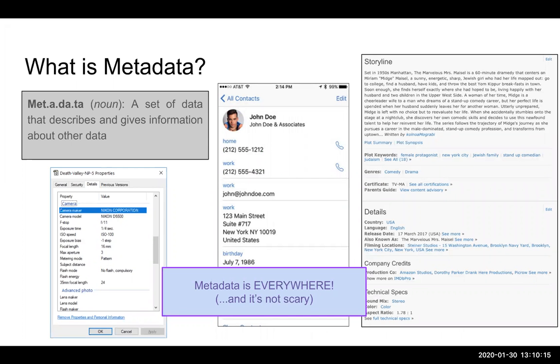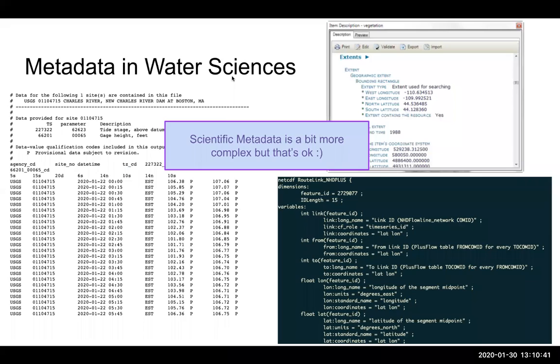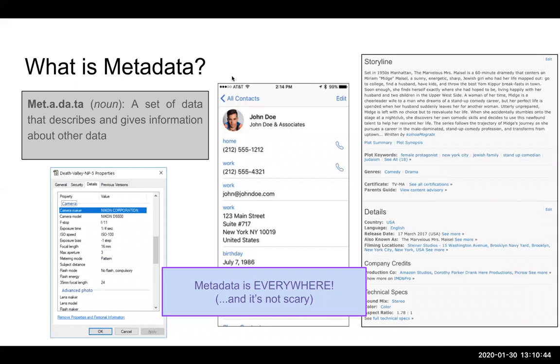So I'd like to give a very brief introduction to metadata. Many of you are probably already familiar with metadata. You may already experience it with some of the research you do, but this may be a new concept to some of you. The definition of metadata would be a set of data that describes and gives information about other data. So metadata is data that describes data. And that's kind of strange to think about, but the truth is metadata is everywhere.